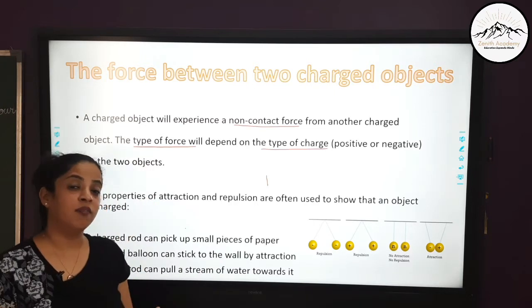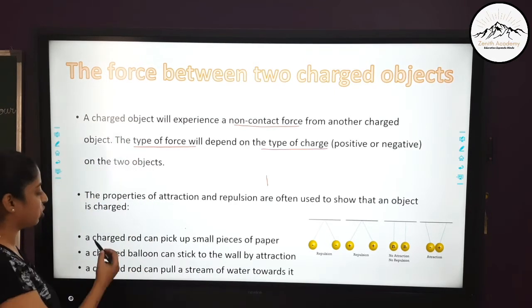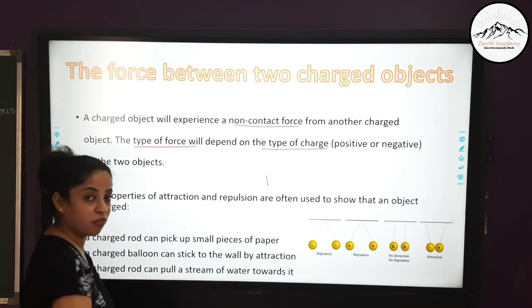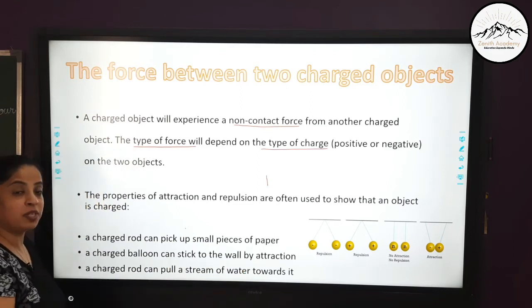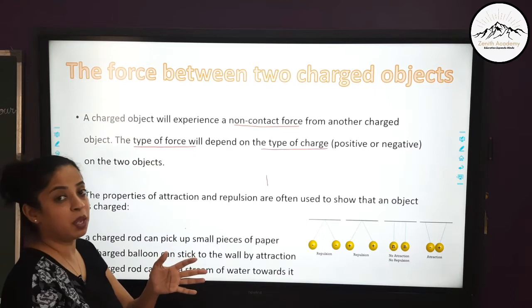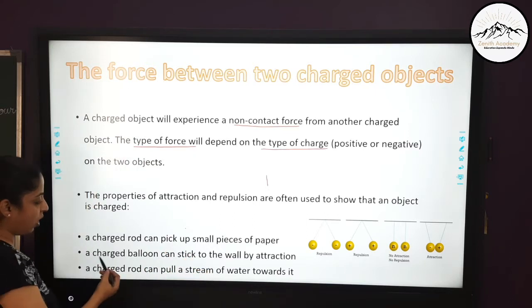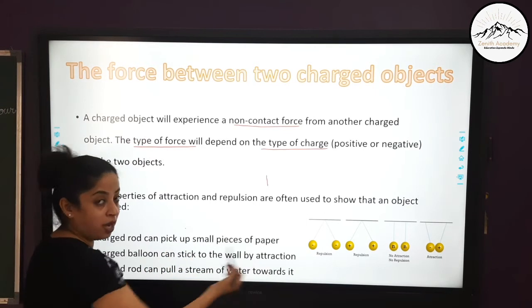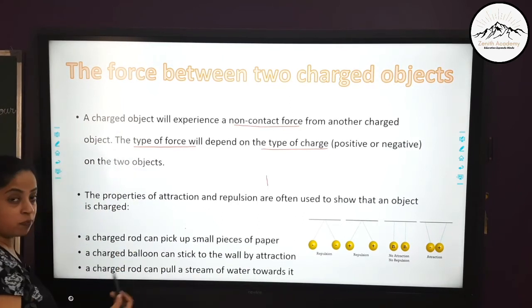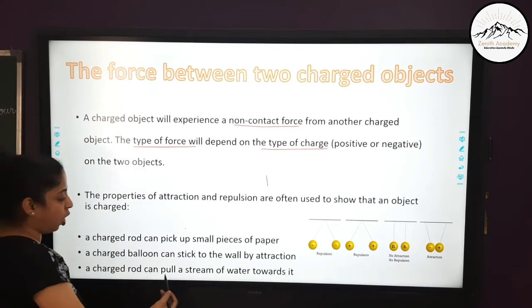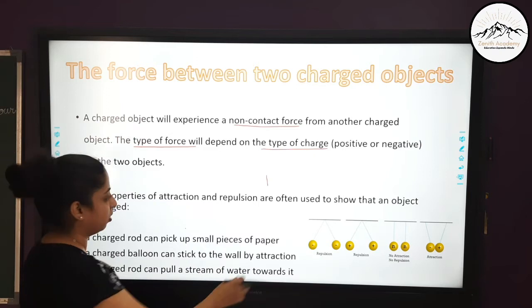So now we can relate these things: a charged rod can pick up small pieces of paper. Why can it pick up small pieces of paper? Because the paper is maybe oppositely charged. That is also why a charged balloon can stick to the wall by attraction, because the wall is oppositely charged, and why a charged rod can pull a stream of water towards it.